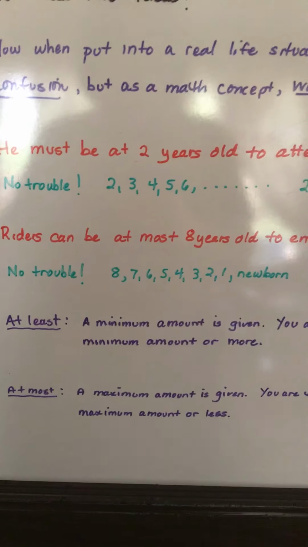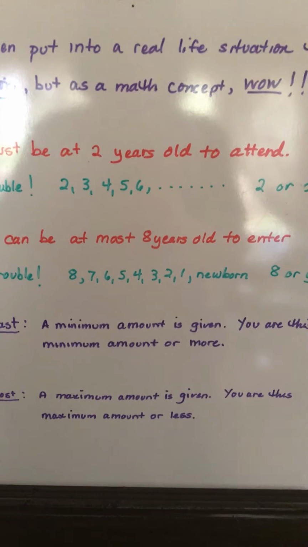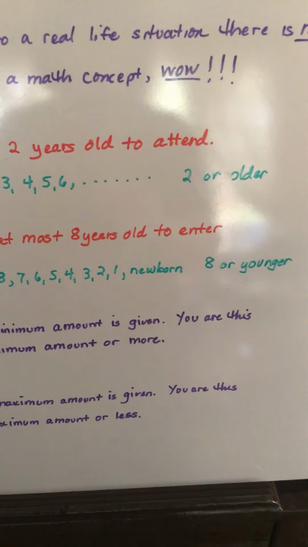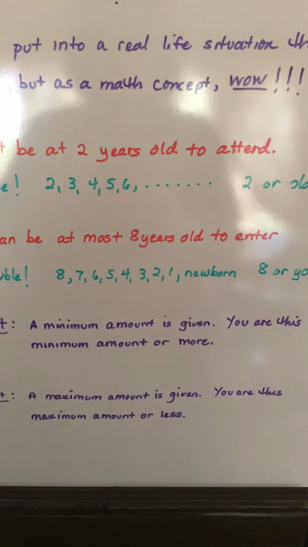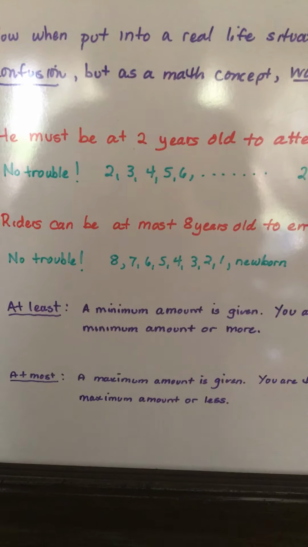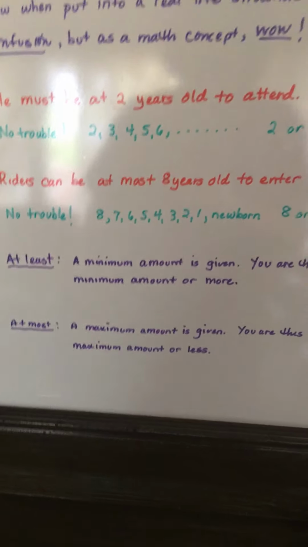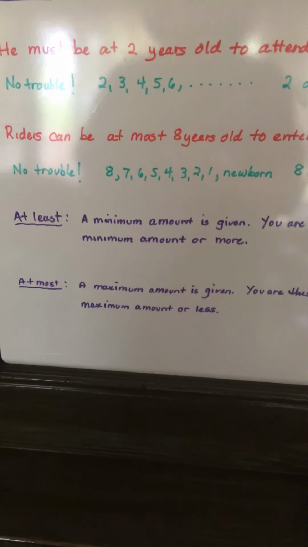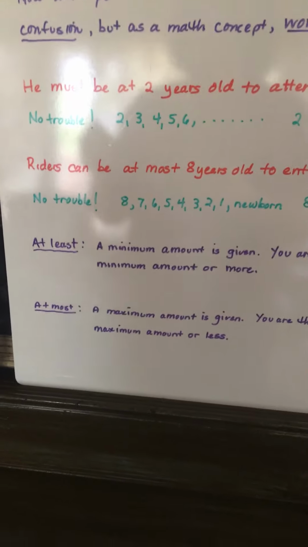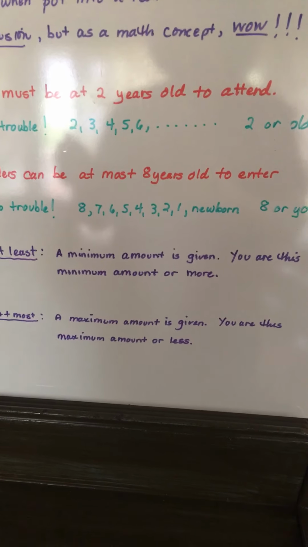So what does at least mean? It gives you the minimum starting point. It says you start here at the minimum amount and you are going to get more and more. You're getting larger because at least 2 means 2 or more. What does at most mean? It's giving you the maximum amount. You're stuck. I can't go any bigger than this. So you have your maximum amount or less.